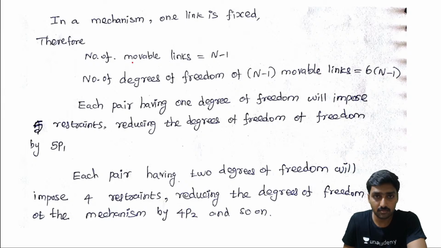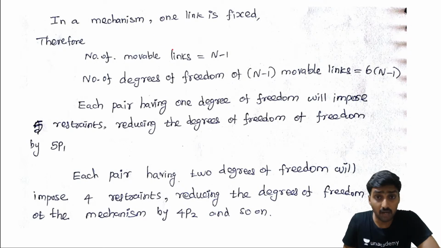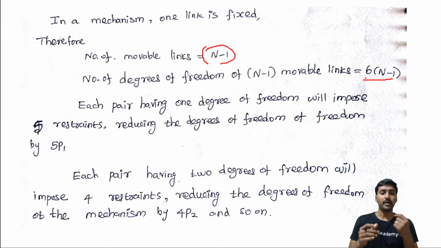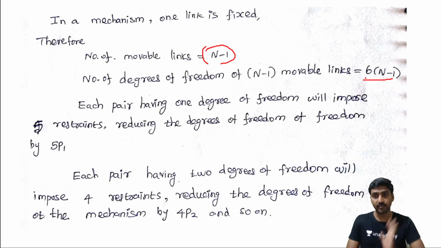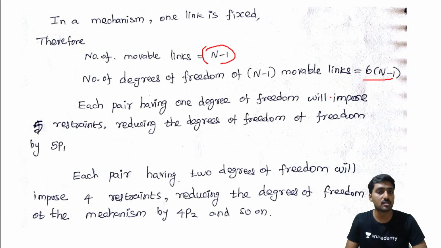In a mechanism, one link is fixed. In the kinematic chain, any one of the links is fixed, then only it will be a mechanism. The number of movable links in the mechanism is n minus 1. The number of degrees of freedom of the movable links in space is 6 into n minus 1, because totally there are 6 degrees of freedom for the spatial mechanism, but one of the links is arrested, that means grounded or fixed. So the mechanism has totally n minus 1 movable links.